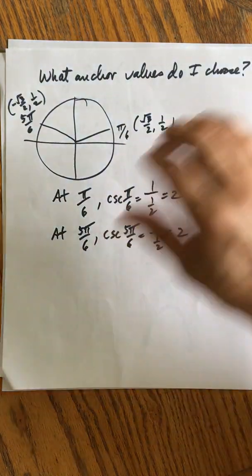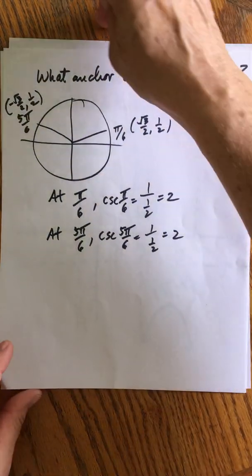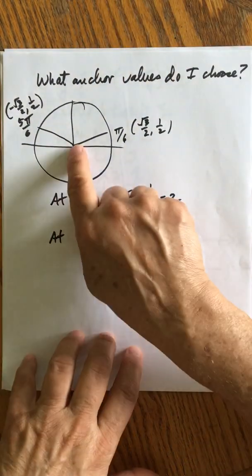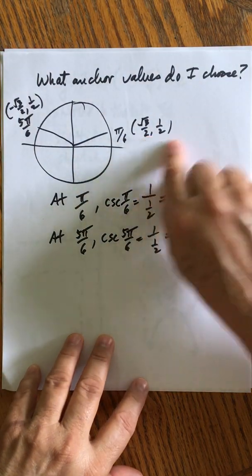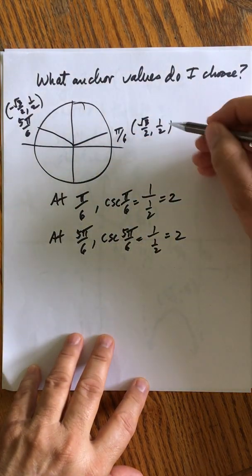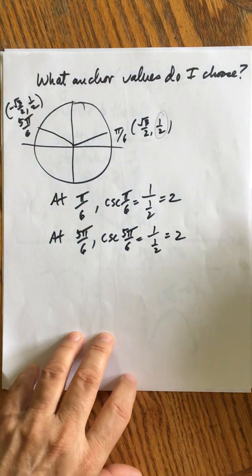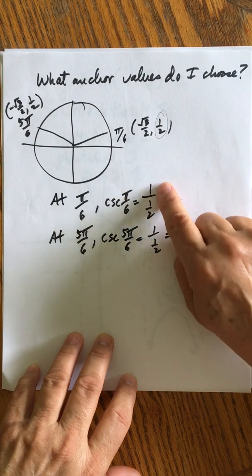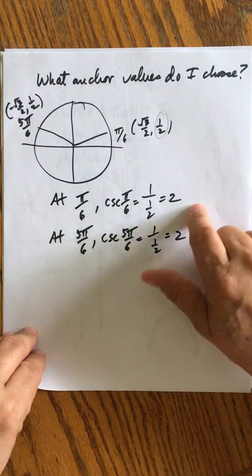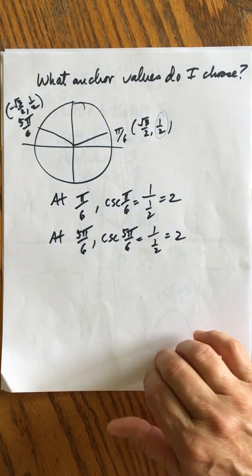And for cosecant, I would choose pi over 6, 5 pi over 6, 7 pi over 6, 11 pi over 6, right? All the multiples of pi over 6. Why? Because here the y value is a half. So when you're looking at cosecant, which is 1 over y, you're going to do 1 over a half, which will give you 2. Again, that's for ease of computation.